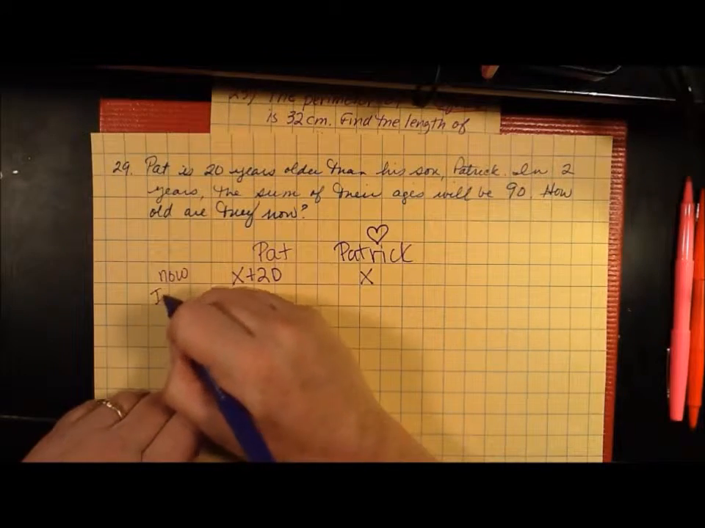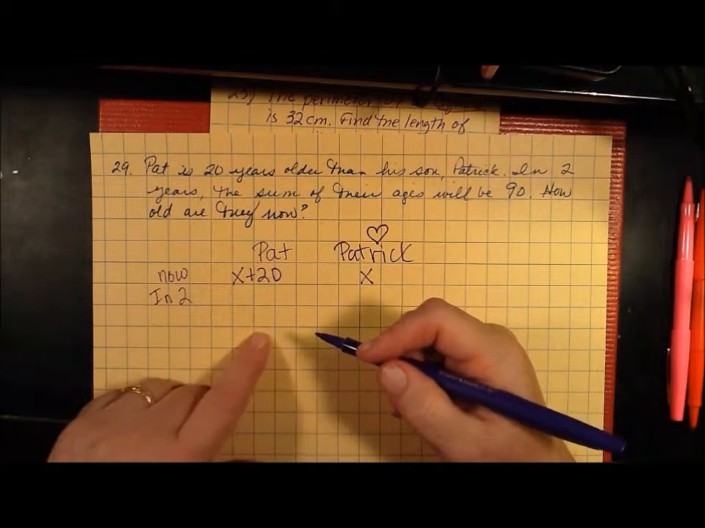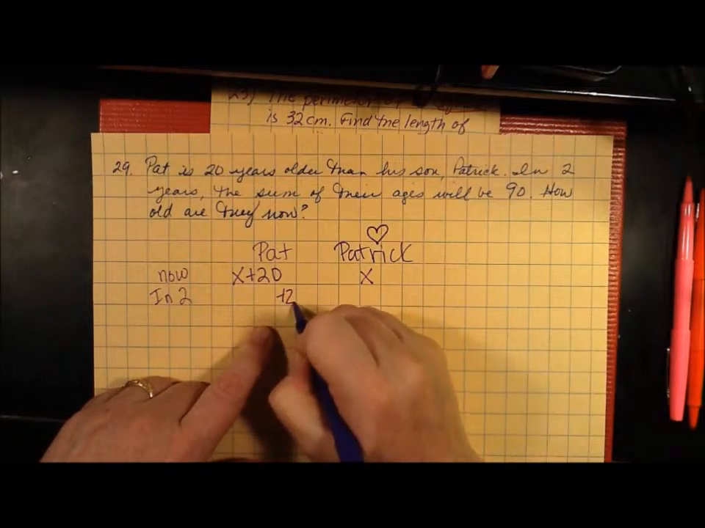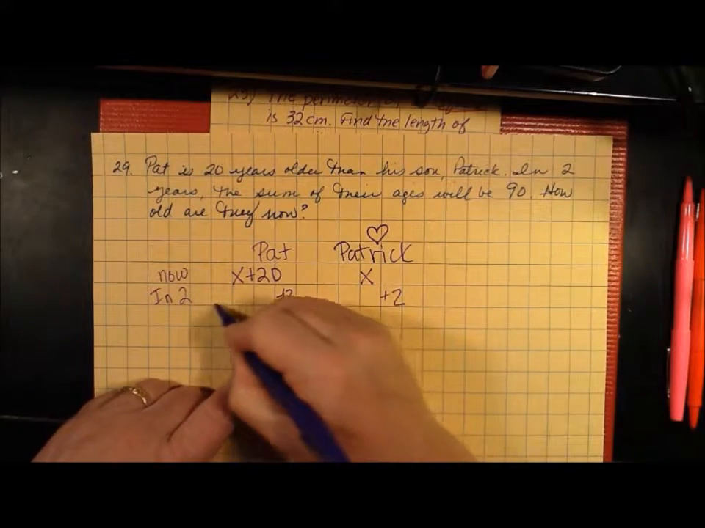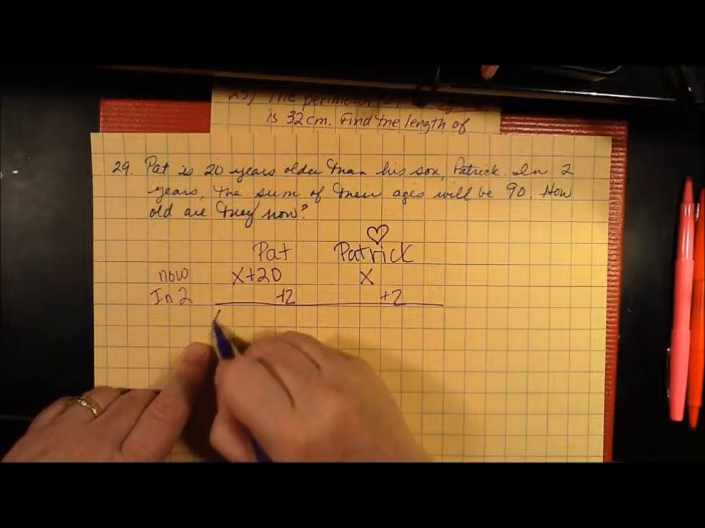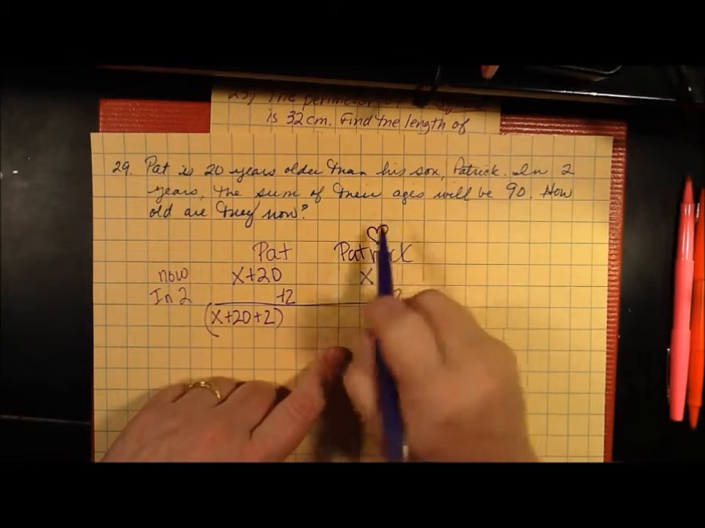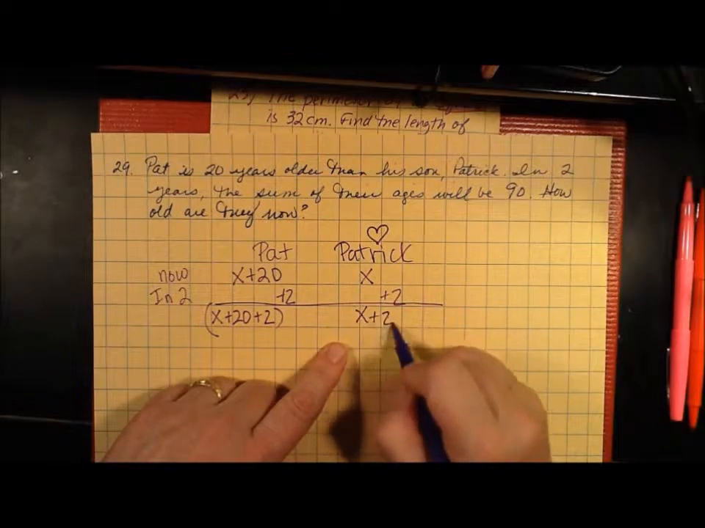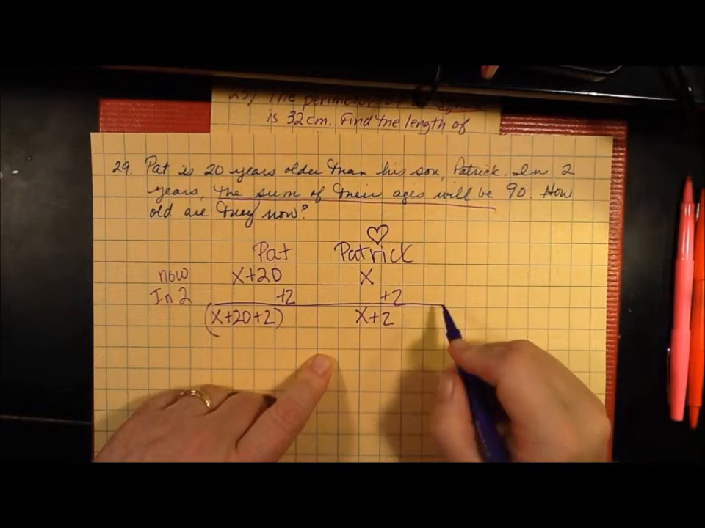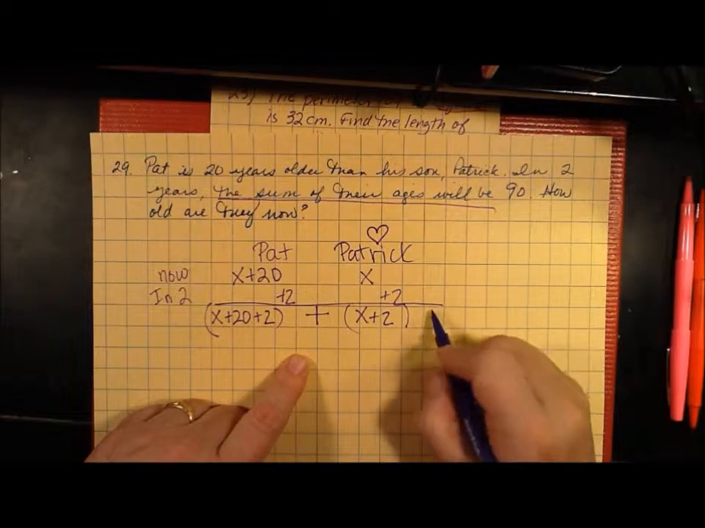In 2 years, well, they'll be whatever age they are now plus 2. Think about yourself. How old will you be in 2 years? So I'm going to add 2 to that and add 2 to that. So Pat's age in 2 years will be that plus that plus that, and Patrick will be this. In 2 years, the sum of their ages, so sum tells me I'm going to add, will be 90.